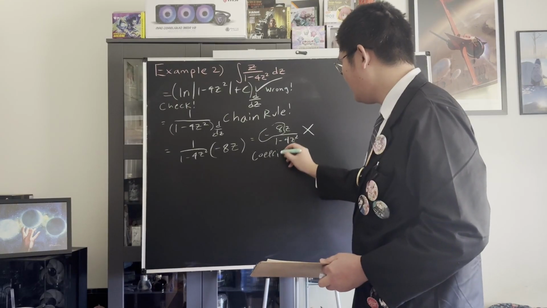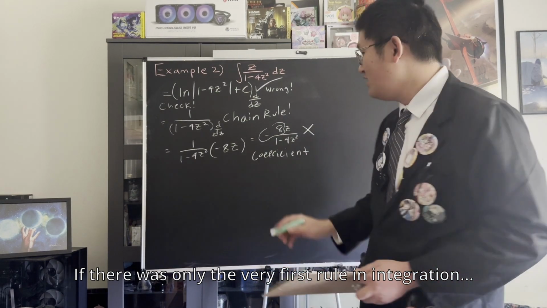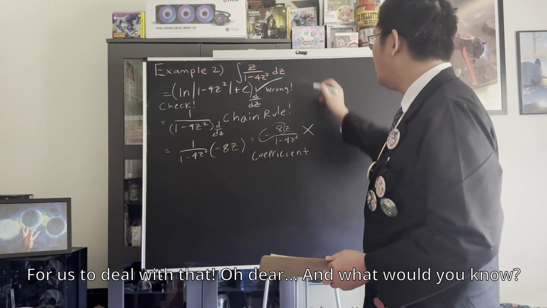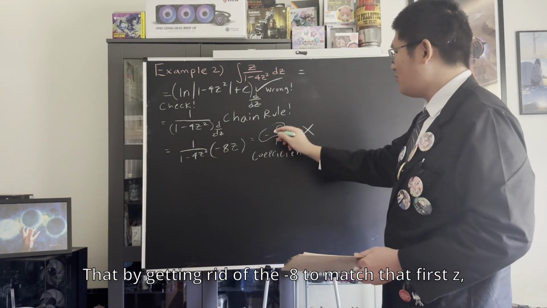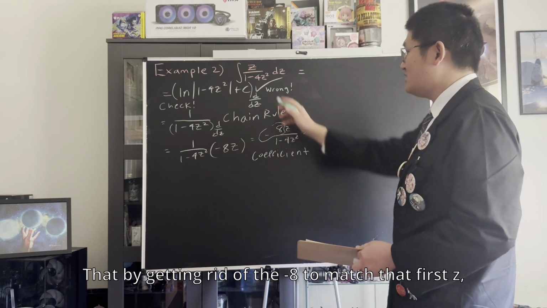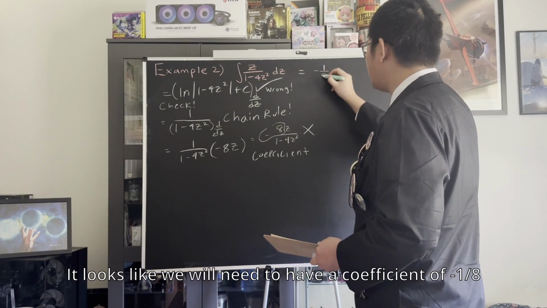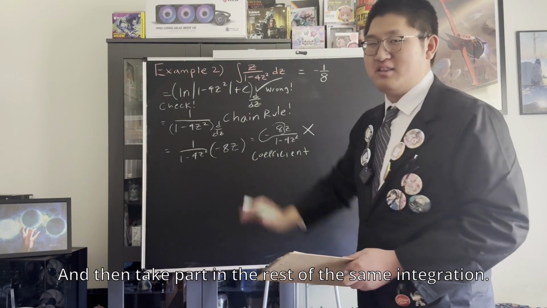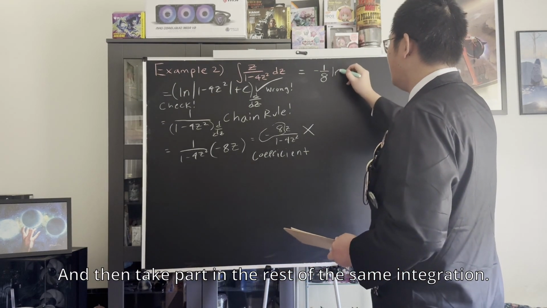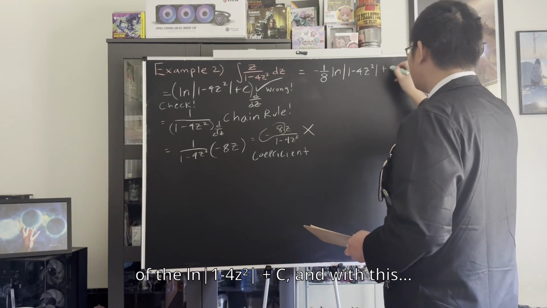Coefficient? If there was only the very first rule in integration for us to deal with that. Oh dear. And what would you know? That by getting rid of the negative 8 to match that first z, it looks like we will need to have a coefficient of negative 1 over 8 and then take part in the rest of the same integration of the natural log of 1 minus 4z squared plus c.